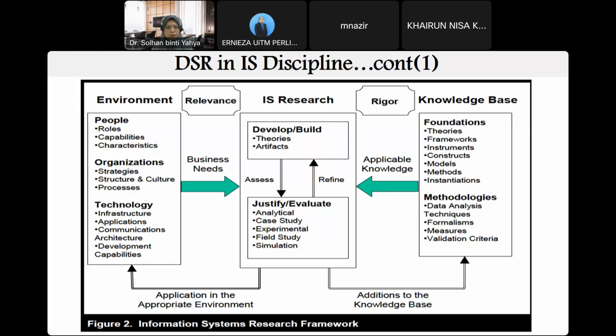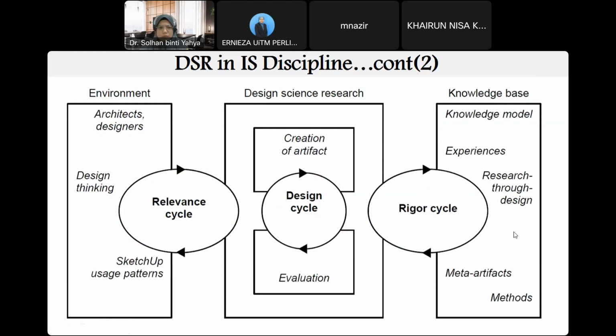Then in the middle we have information systems research coming in. You develop the artifact, and then you justify and evaluate it. That is an iterative way. By doing this, you adopt the scientific method from the knowledge base on your far right side. You can use any methodology, construct or model from the knowledge base. Then from these activities we see what new knowledge can be added back to the knowledge base. This is the overall idea of design science research.